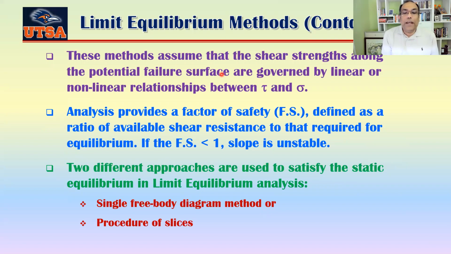Okay, so two different approaches are used to satisfy the static equilibrium in limit equilibrium analysis. So you just assume a failure plane, and then you use a single free body diagram to satisfy the static equilibrium equations. That's the one thing. And the second thing is the procedure of slices, meaning you assume a failure surface, then you divide that failure mass into several slices, and then you try to find out the factor of safety for the whole mass.